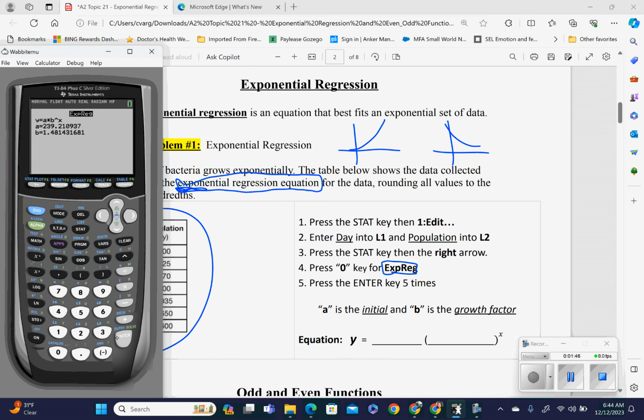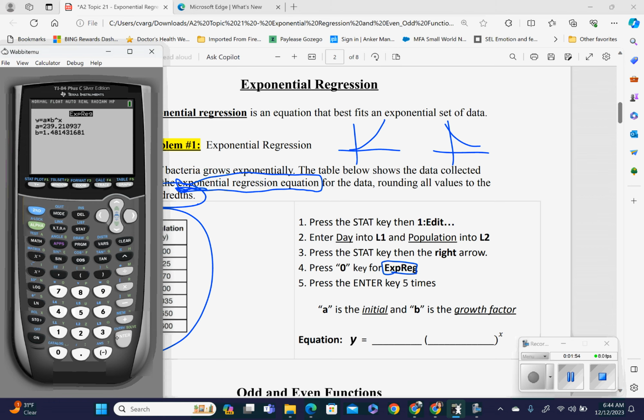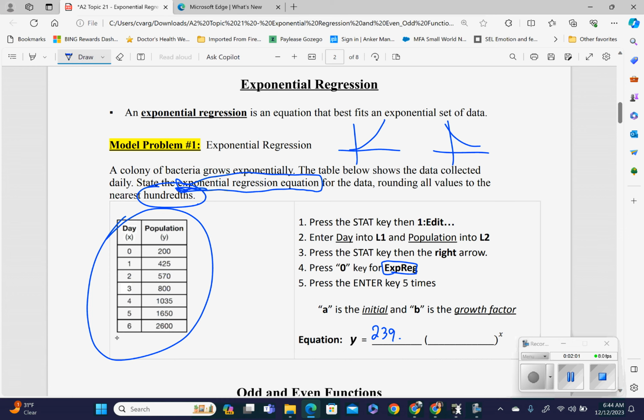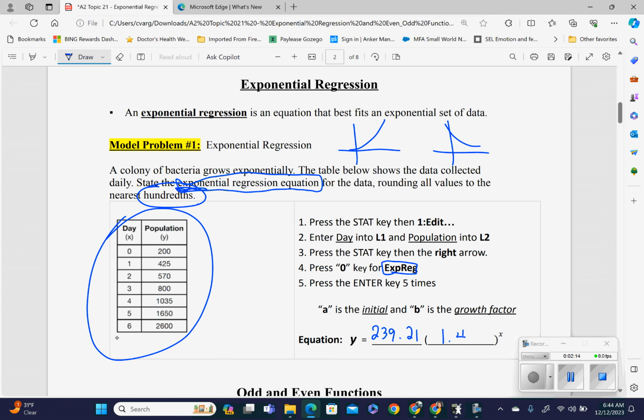Now you're going to take this and round it to whatever they tell you. It says round to the nearest hundredths place. So if I round it, 239.21 is going to be the number out in front, and then the number next to it, not the exponent, is going to be 1.48, and this is going to be raised to the x power.